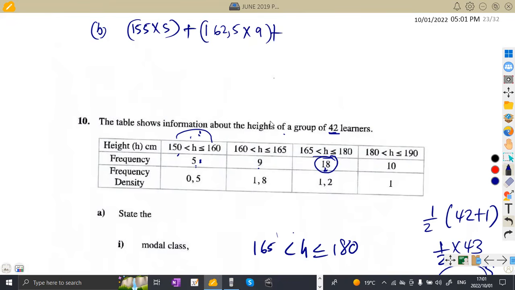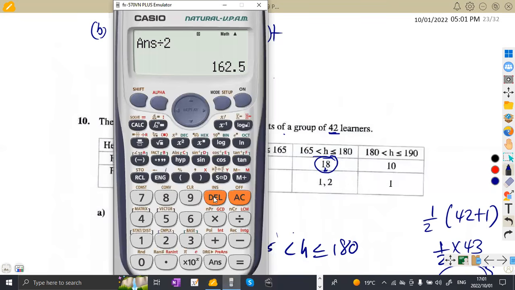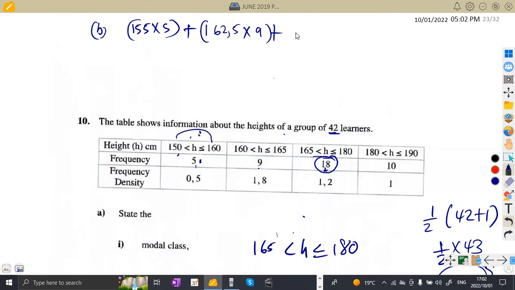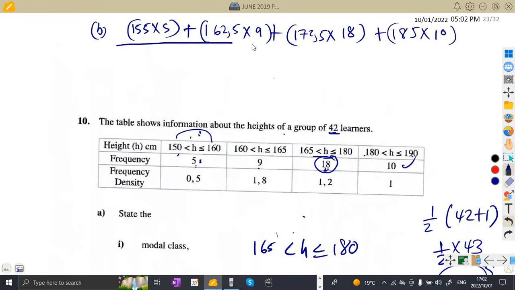All right, you do the same from 165 to 180. That's going to be 165 plus 180, over 2. So that's what you simply need. Divide by 2, that's 172,5. So it's 172,5 times the frequency, which is 18. The same thing from 180 to 190, which is 185. So it's going to be 185 times the frequency, which is 10. All right, everything over the total frequency, but there's no need to add, because we're given that these are 42 learners. So you're just going to divide by 42. So that was the condition.